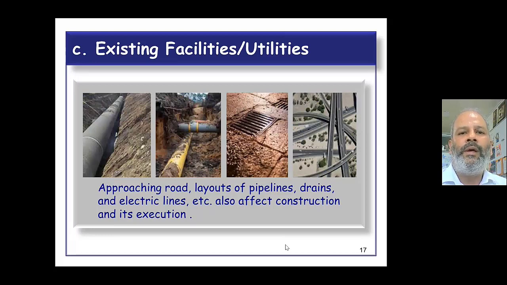The third factor is what are the existing facilities or utilities in that particular area or at that particular location where construction is to be carried out. Those facilities or utilities include approaching road to that particular site, or we need to construct a road, existing pipeline network, drains, electrical lines. There are so many, depending upon site or project. So these existing facilities or utilities at that particular site play a major role.